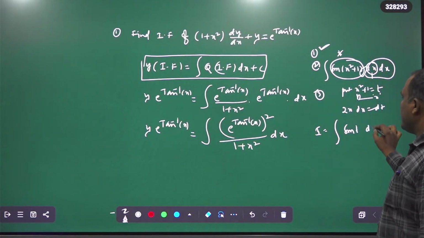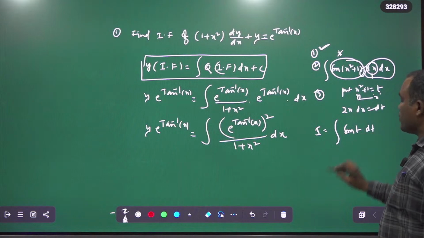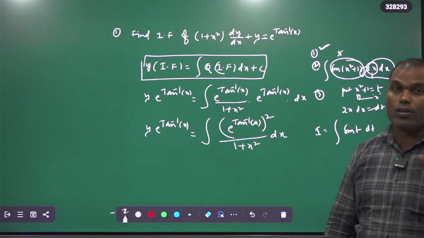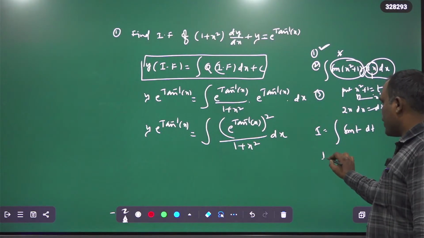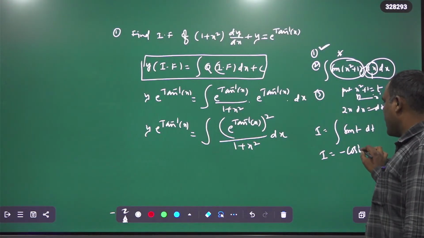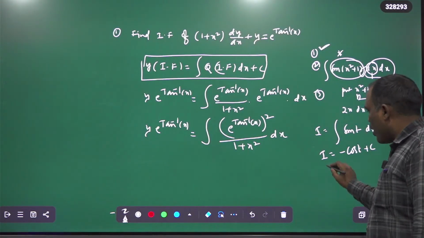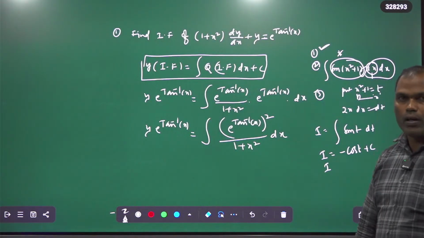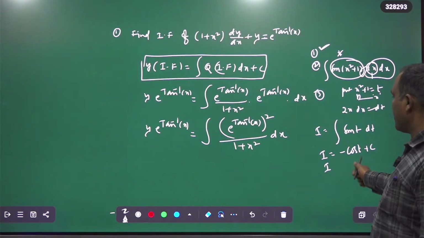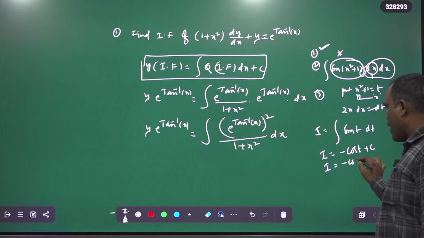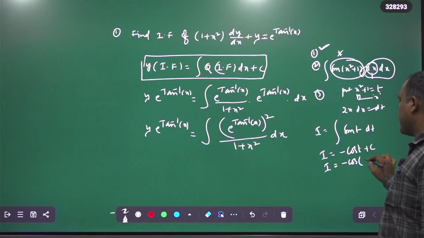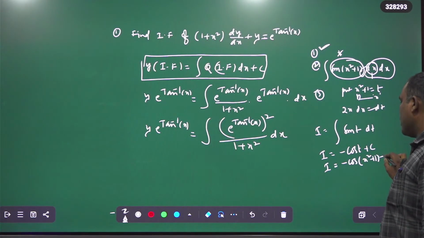Can I write what here? dt. So integral of sin x into dx, formula what? Minus cos x plus c. So that equals minus cos t plus c. So after evaluating this integral function, we can substitute the back value of t. What is the value of t I am taking? x square plus 1, plus c.